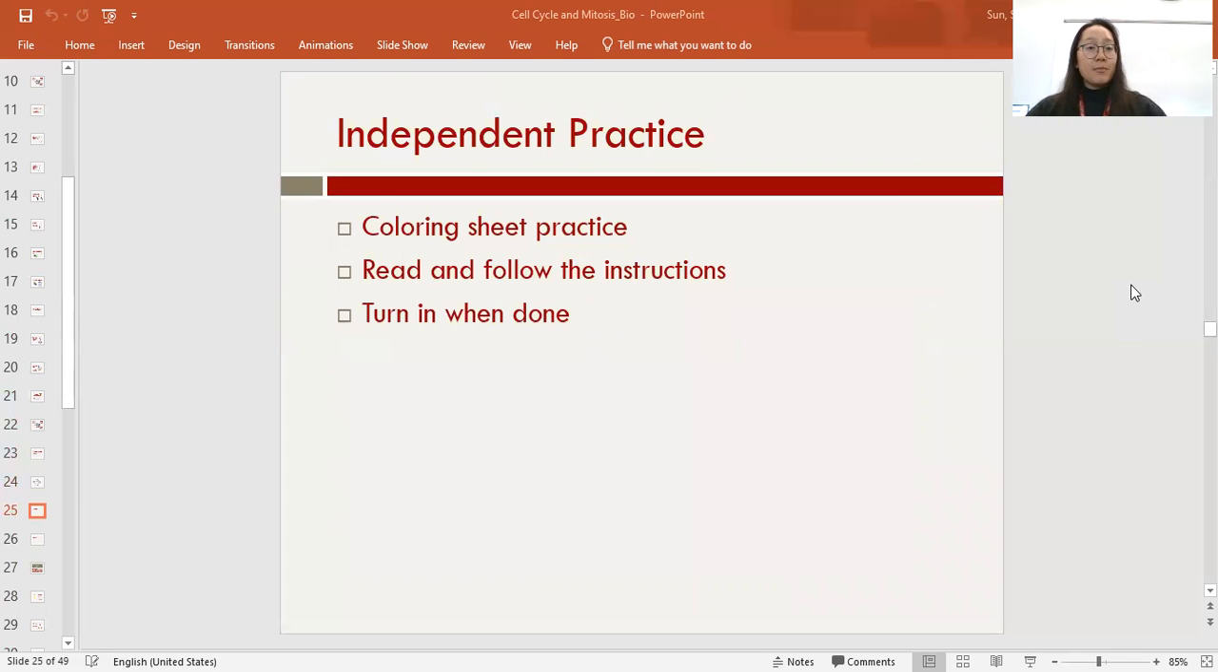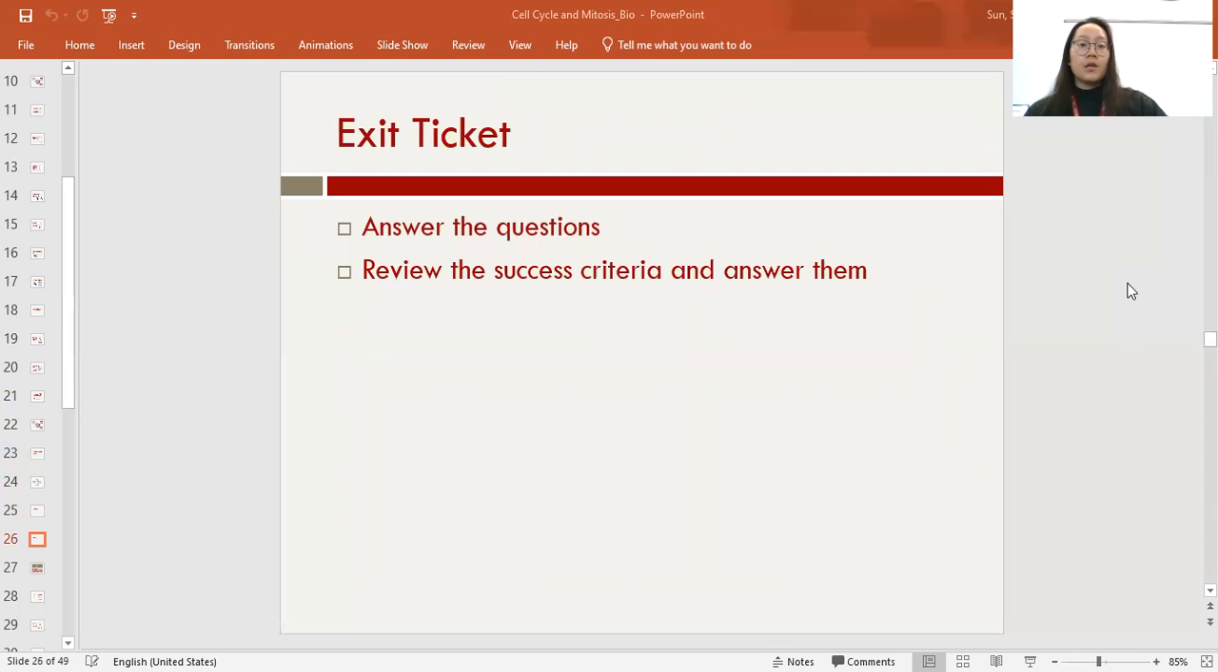All right, so for independent practice, there is a sheet at the front that you're gonna pick up, and it is a coloring sheet. You're gonna need color pencils. You're pretty much gonna need one of each color except for like black and white. You're gonna read the instructions on the sheet and follow along. You're gonna be doing a little bit of labeling, a little bit of coloring, and you're gonna turn it in at the front when you're done. And then there's an exit ticket. Make sure you answer the questions and review the success criteria and answer them if need be before you turn it in so that you can get full credit.